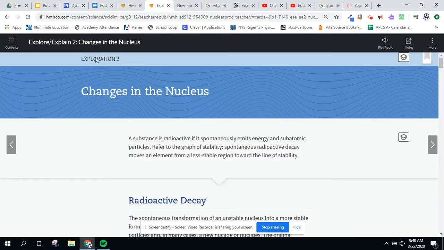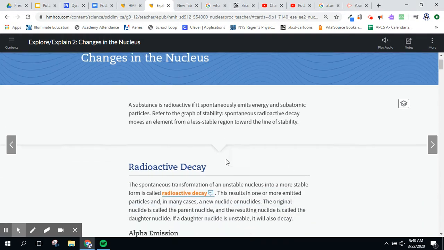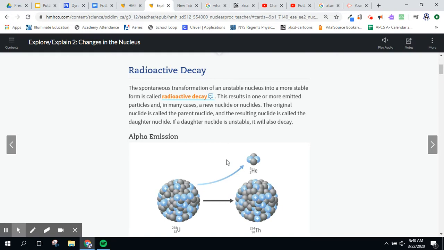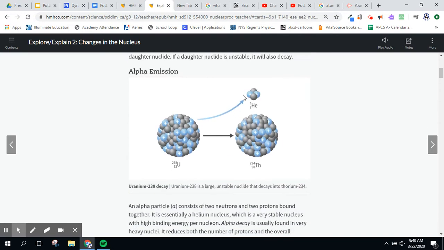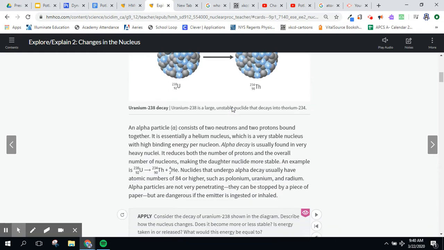Okay, so you're looking at exploration 2, changes in the nucleus. Again, you'll find this in your assignments page. So when we have this, we're going to talk about the radioactive decay. It starts with your alpha emission, which we know we're basically losing this helium nucleus. So we have this unstable element that's trying to break into a more stable element, and it's emitting this alpha particle, which is just helium.